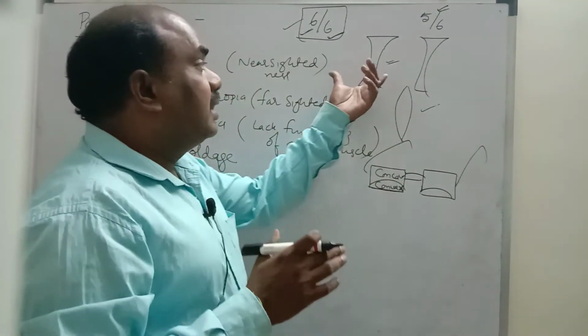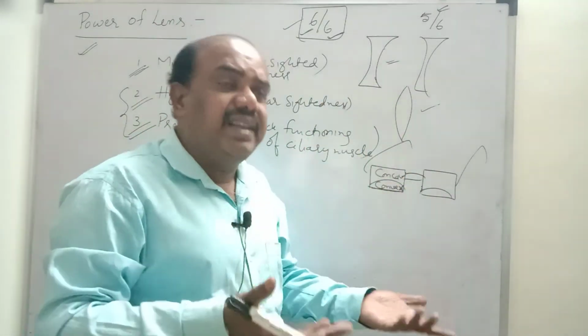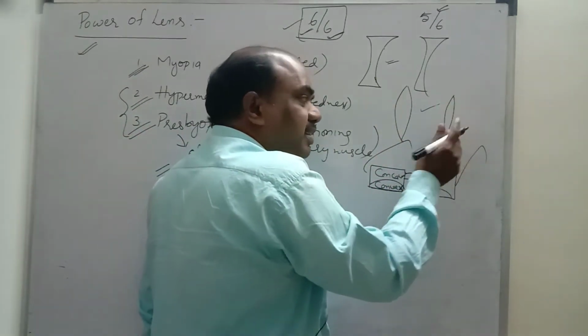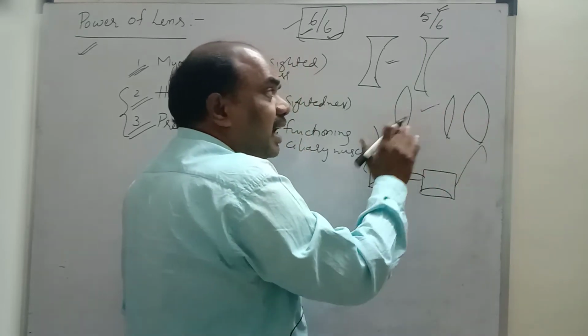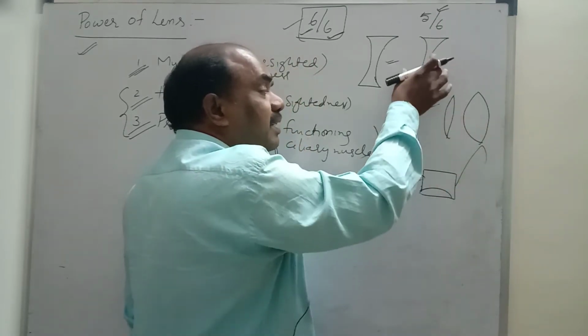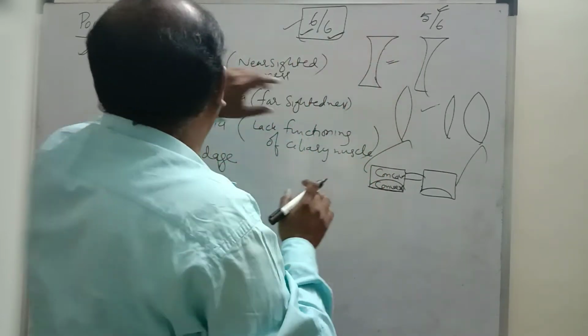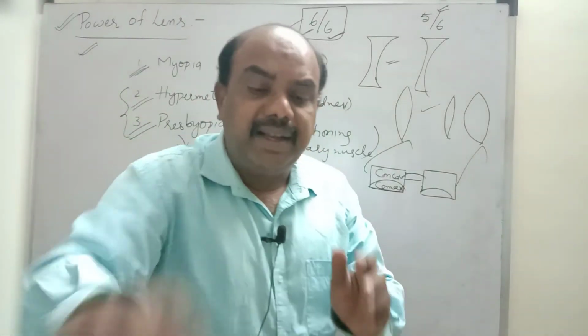That means the capacity of converging or diverging is different for different lenses. Suppose a thin converging lens converges less, and a thick converging lens converges more. That means the converging or diverging depends on the thickness or thinness. This ability is called the power of lens. Power of lens means the ability of converging.